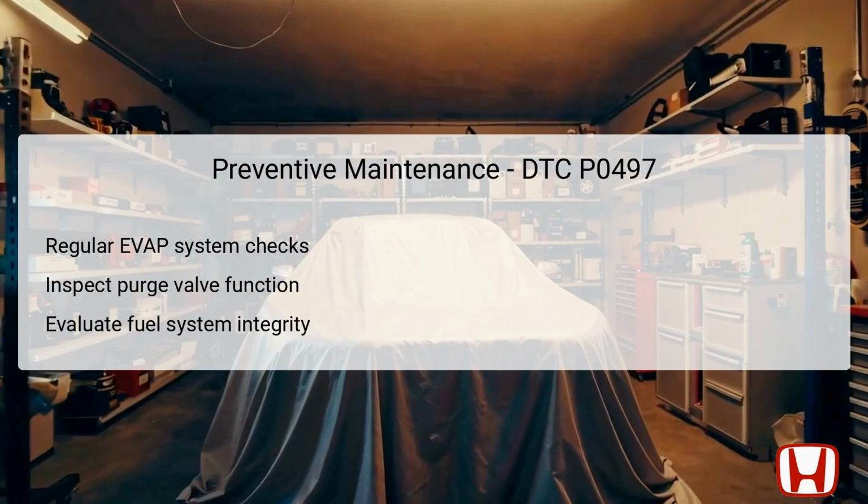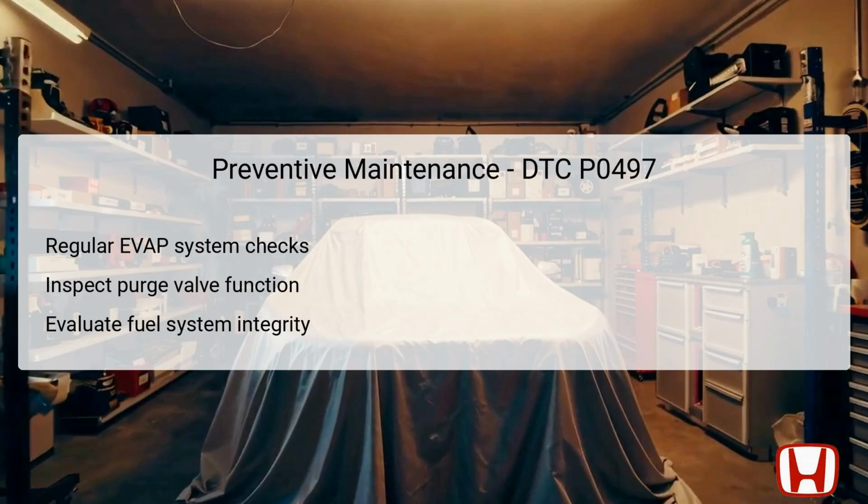Preventive maintenance is essential for the longevity of the EVAP system and steering clear of DTC P0497. Regular inspections of the EVAP system can catch potential issues early, preventing breakdowns related to vapor flow. During routine checks, be sure to evaluate the function of the EVAP canister purge valve. It should open and close seamlessly according to the PCM commands.